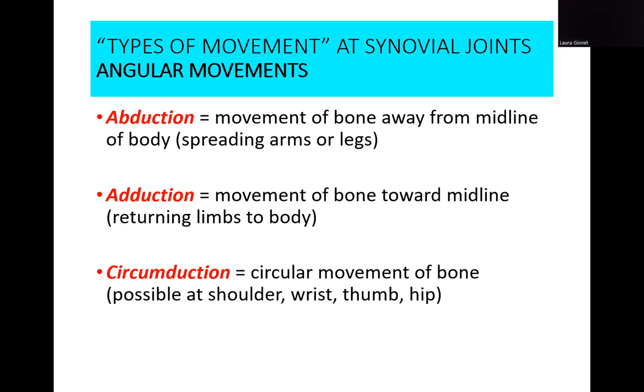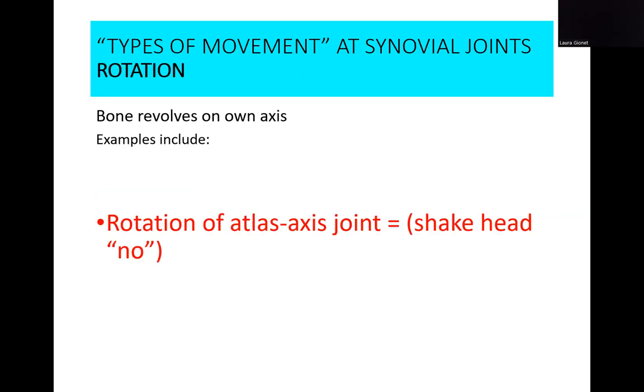That's the kind of movement that occurs in your shoulder joint, if you swing your arm all the way around, full range of motion at the shoulder joint, or at your hip joint, your leg can make great big circles. And also the base of the thumb, you can make big circles. That's circumduction.